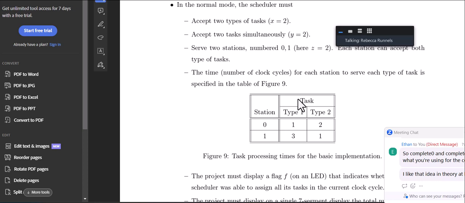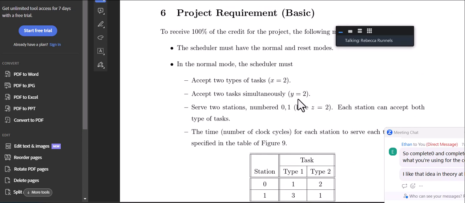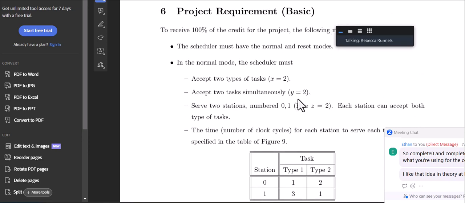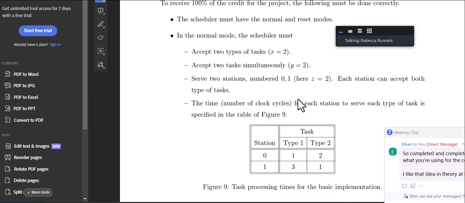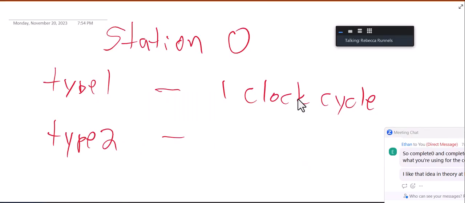For station 0, I'm just looking at the simple schedule part. You might be farther than that. This is your actual project requirement. Yeah, the simple scheduler is different. Okay. Yeah, it is different. And I went over this, we talked about it after class. So I'm pretty sure I understand what's going on here. So type 1 takes 1 clock cycle and type 2 takes 2 clock cycles.